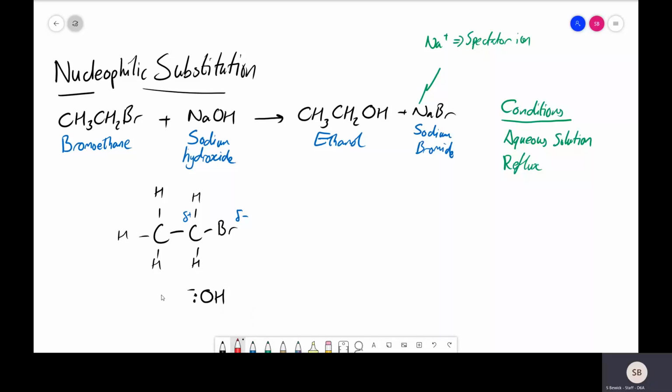So now for the actual mechanism. What's going to happen? Well, we've got a hydroxide ion. That's got a lone pair, it's got a negative charge. It's going to be attracted to something positive. So the hydroxide is going to act as a nucleophile.